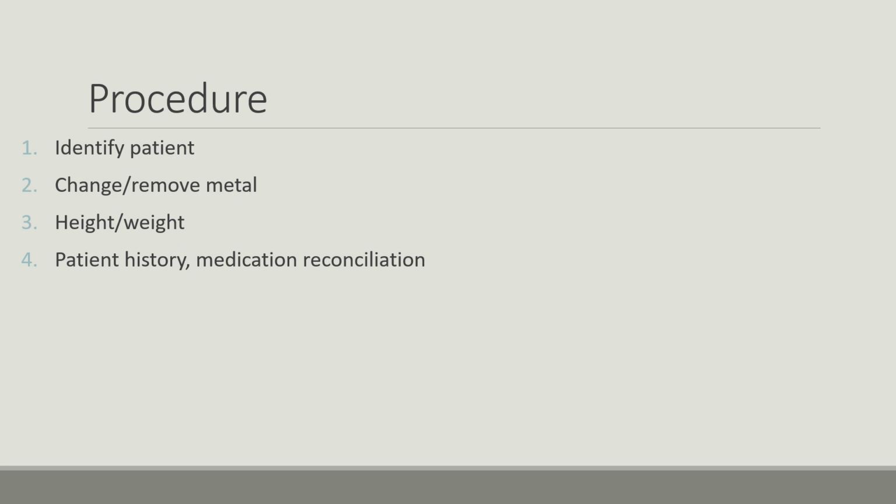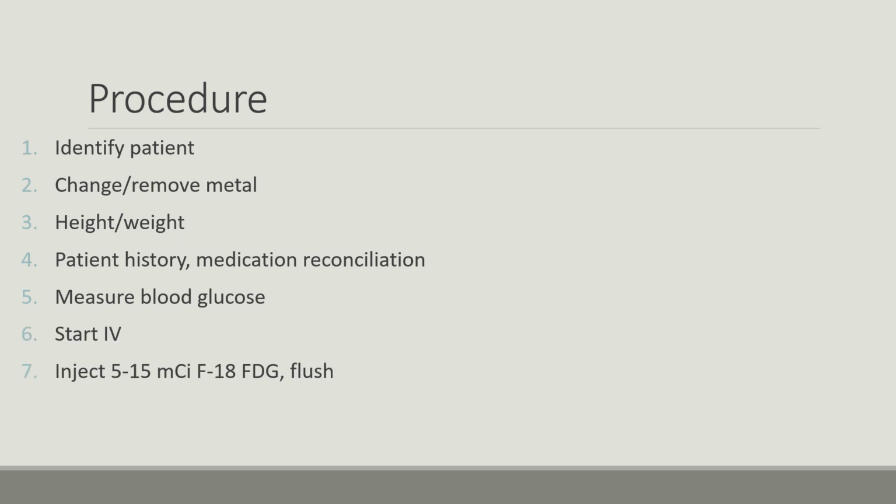Obtain the patient history and reconcile all medications. Measure the patient's blood glucose. At this point, if the blood glucose is okay, then you're free to start the test. If it's high, you'll probably need to call the doctor. That's a little bit depending on department protocols. Sometimes they'll just cancel the patient, and then you can start the IV as long as it's okay to start.